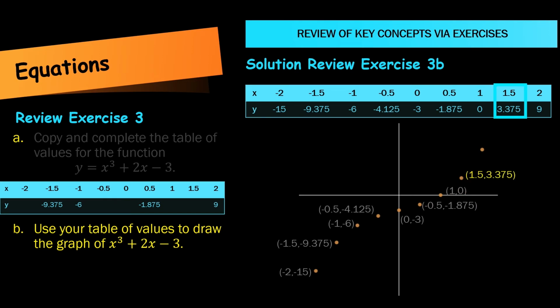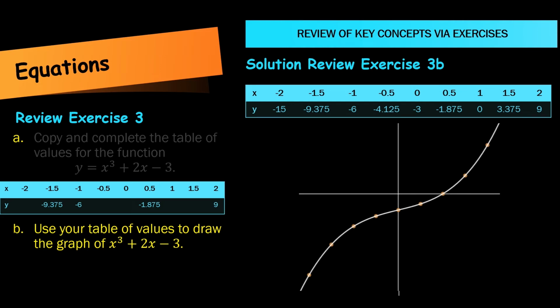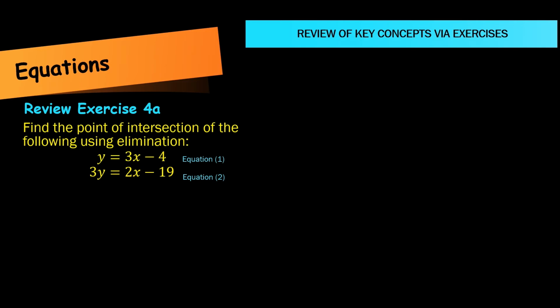And so on throughout the graph. And finally, joining the points gives us the graph shown. We will now proceed to solve review exercise 4a. Before we do this, let's explore the steps we need to take.